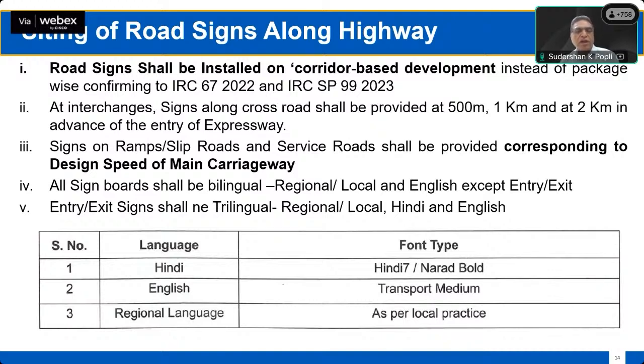Next, all sign boards shall be bilingual, regional or local language and English, except entry and exit. What should be on entry and exit? It should be trilingual. Irrespective of state, it is not that it applies only to southern states; it should be applicable in West Bengal also, or in Punjab also. These signs are placed in the regional local language, Hindi and English. The different modes and font sizes are there as per IRC 67. It is given.